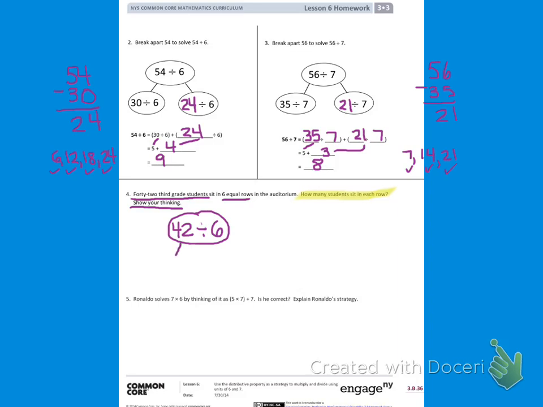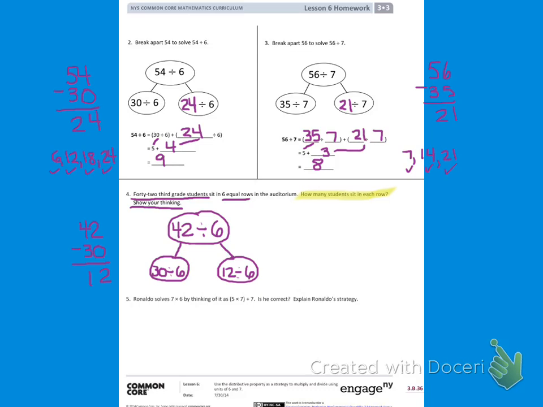I'll pull out an easy fives fact. Since I know that 5 times 6, or 6 times 5 is 30, I'll write that here. 30 divided by 6. Now I have to figure out how much is left over. So I'll move over, put my original 42 down, take out the 30 from the easy fives fact. 2 minus 0 is 2, and 4 minus 3 is 1. So I'll put those 12 here and divide them by 6.